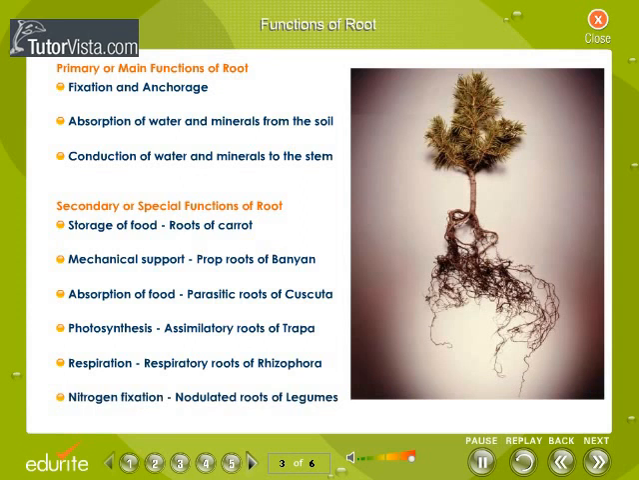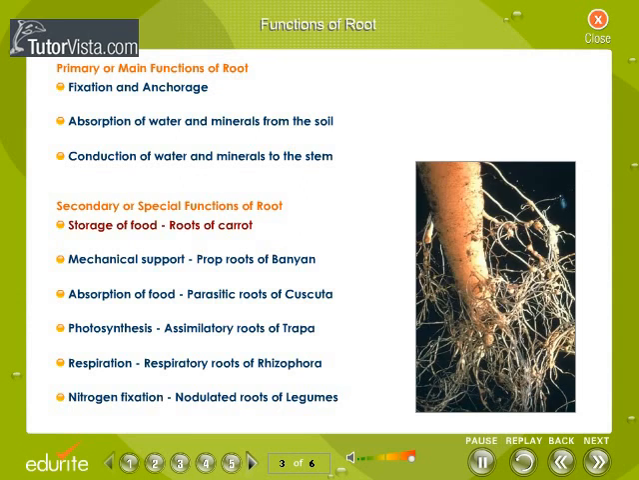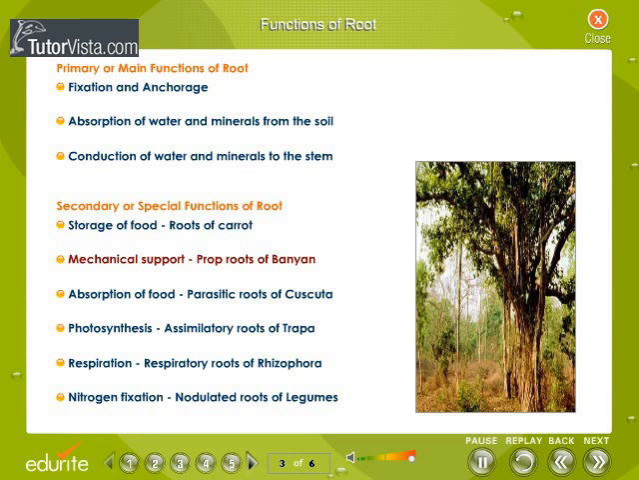Functions of root. Primary or main functions of root are fixation and anchorage, absorption of water and minerals from the soil, conduction of water and minerals to the stem. Secondary or special functions of the root are storage of food, for example, roots of carrot. Mechanical function. Roots give additional support to plants, for example, roots of banyan.